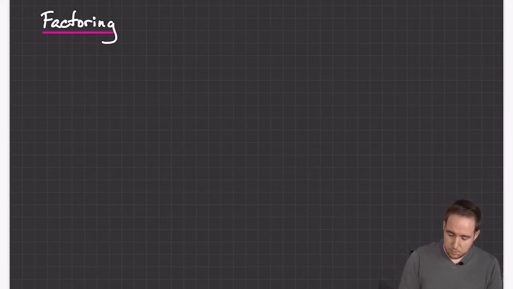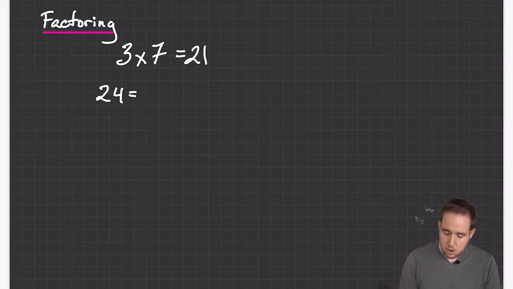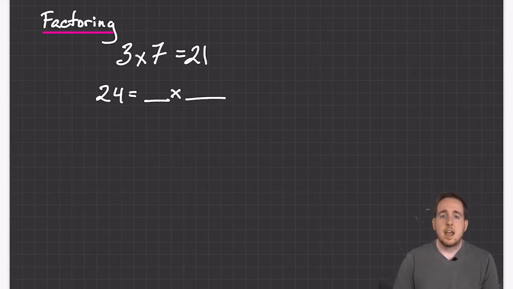So if I ask you the question, what is 3 times 7? It's enough work to say the answer is 21. It's a harder question to say, if I give you the number 24, what are 2 different numbers that multiply to give that? And that's a harder question to answer. You can see there's a bit of a guess and check aspect to it.